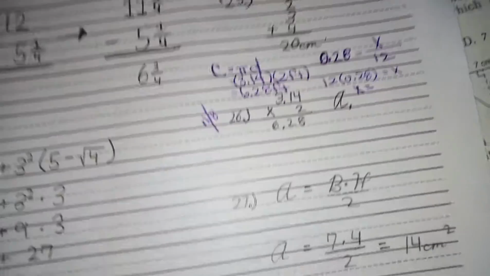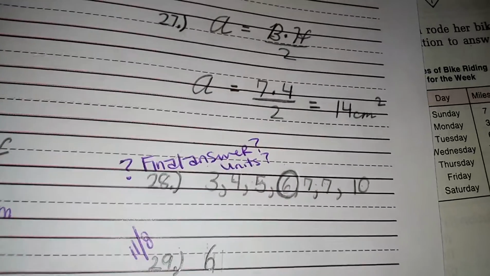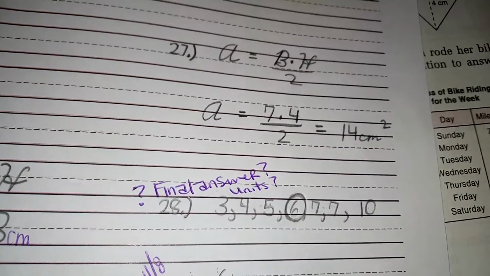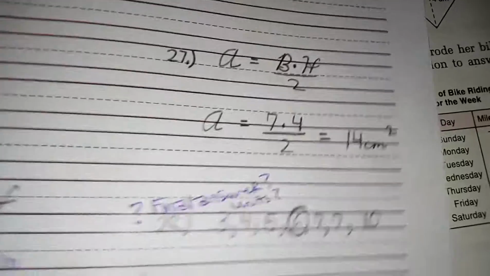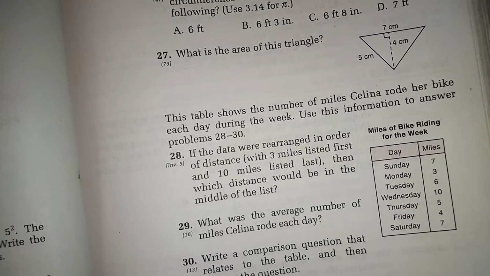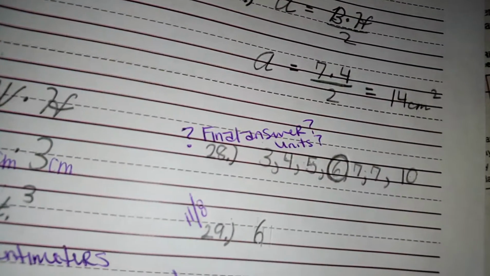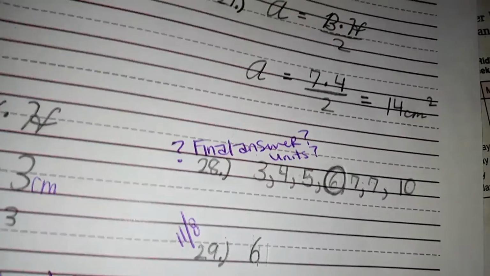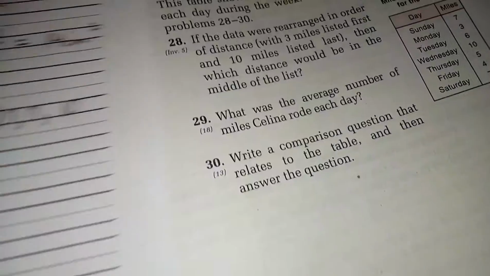Okay, moving on. For 28, you've given me a list of numbers and circled one. What's your final answer? The problem asked for an answer in terms of a distance. You didn't give me any units. Okay, sloppy answer. Please indicate your final answer and give me some units.